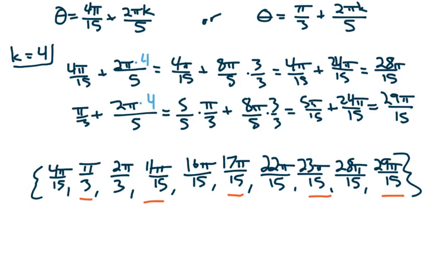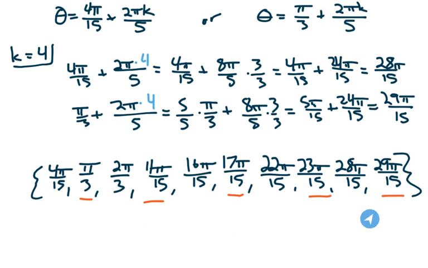And you should notice, if you think about them all in terms of over 15, that this is 5 pi over 15, that each of these is 6 pi over 15 units apart, which is the same as 2 pi over 3. You should also notice that if you subtract 6 pi over 15 from this, you will get a negative 2 pi over 15, which is not between 0 and 2 pi.